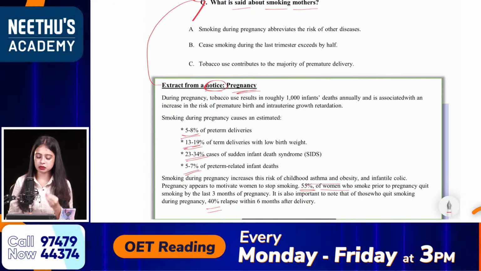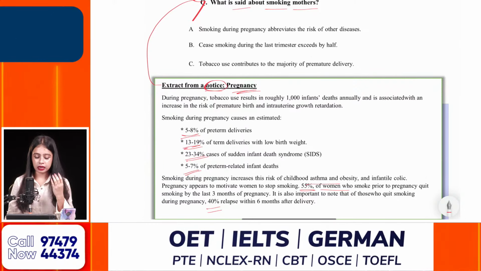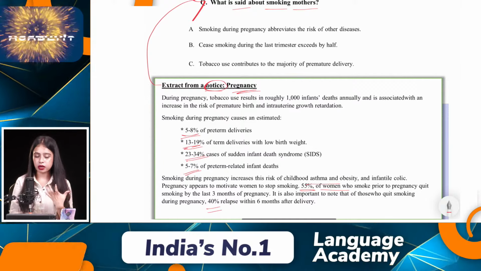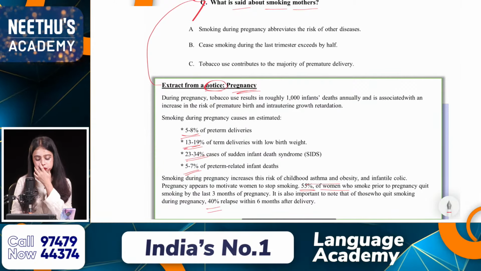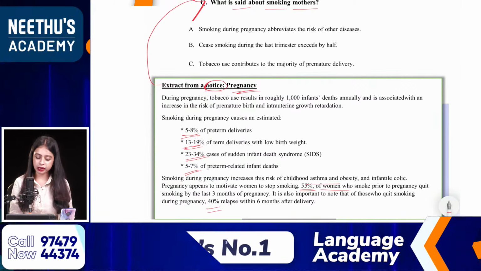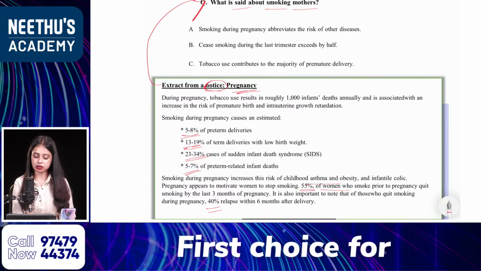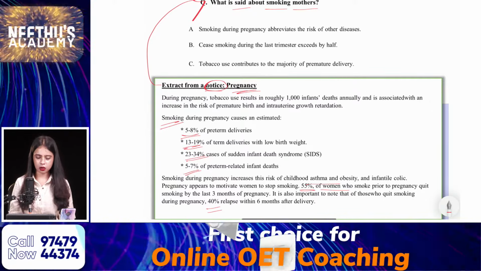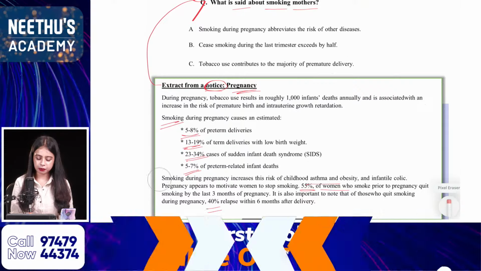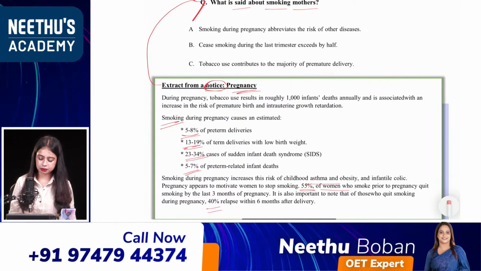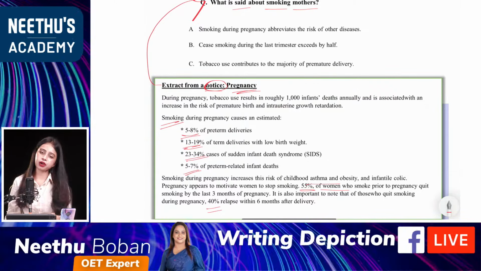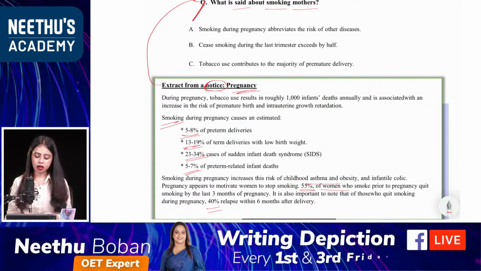In the first line, nothing is mentioned about what? The problems of smoking mothers. During pregnancy, tobacco use results in. And what about the next one? Smoking during pregnancy causes. So here comes the keyword, smoking. Then from the last paragraph also, there are some connections that can be found related to the question.